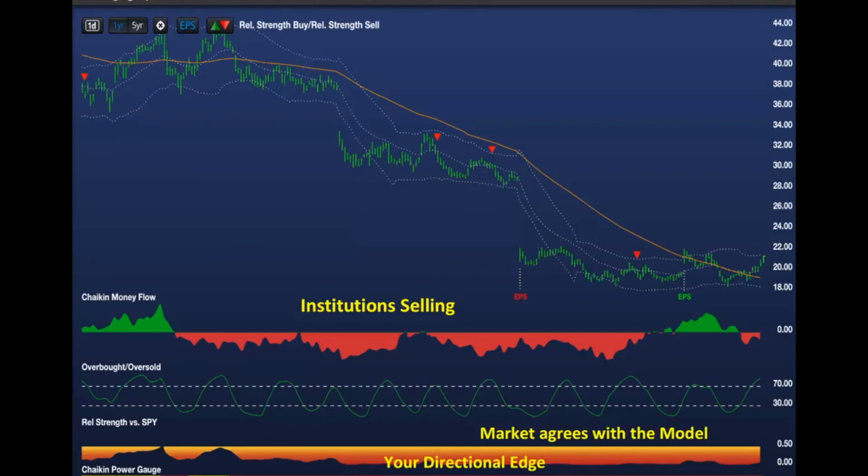And here's a stock that's fallen out of favor, periodically gets a buy recommendation on CNBC, positive earnings surprise about a month and a half ago, pops up just as it did today. Don't be fooled. If the power gauge is bearish and it's underperforming the market and it gets overbought with negative money flow like it did today, you don't want to be chasing that and bottom fishing. You want to look for opportunities to buy put options.